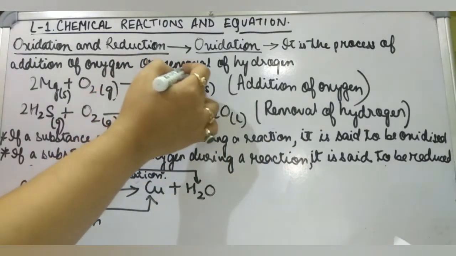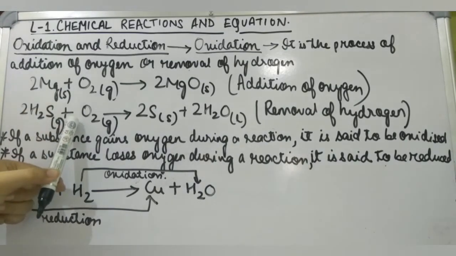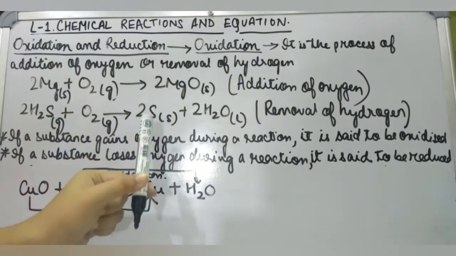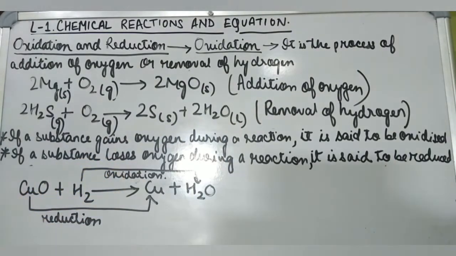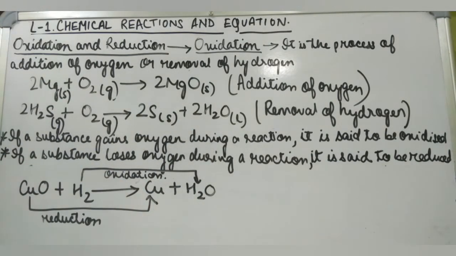So let's say removal of hydrogen. So here 2H2S gas plus O2 gas gives us 2S, that is 2 sulfur in solid form, plus 2H2O, that is 2 water. So here what we see is that hydrogen is being removed from H2S gas.